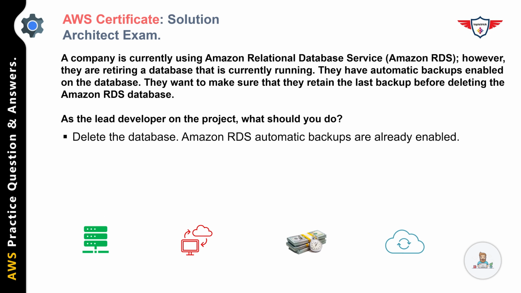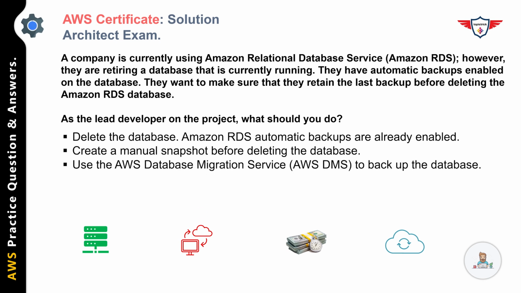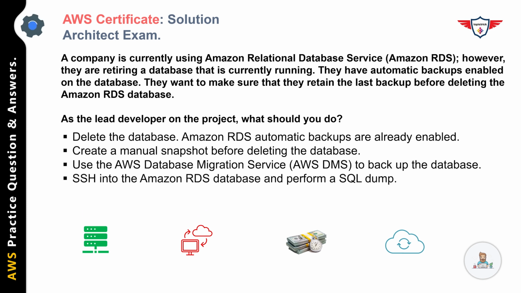And your options are: delete the database, as Amazon RDS automatic backups are already enabled. Create a manual snapshot before deleting the database. Use the AWS Database Migration Service, that is AWS DMS, to back up the database. And the last one is SSH into the Amazon RDS database and perform a SQL dump. The correct answer is option B, because automatic backups do not retain the backup after the database is deleted.